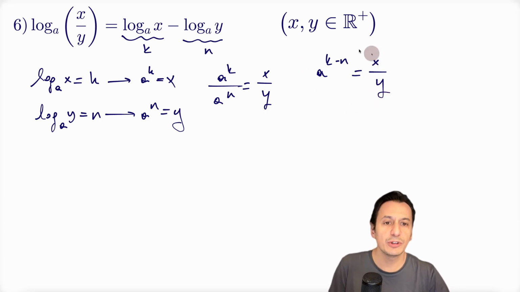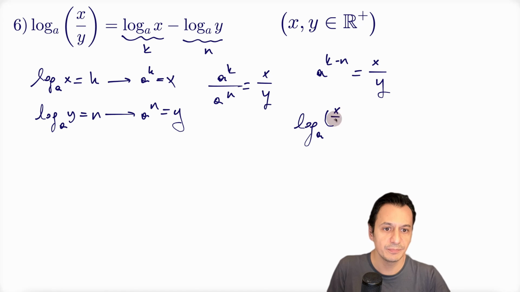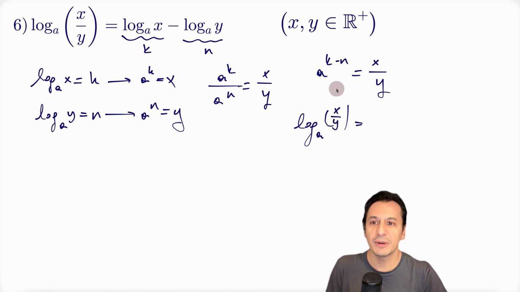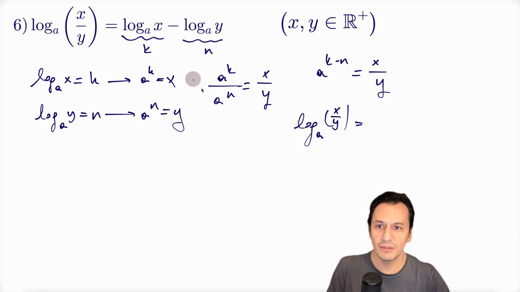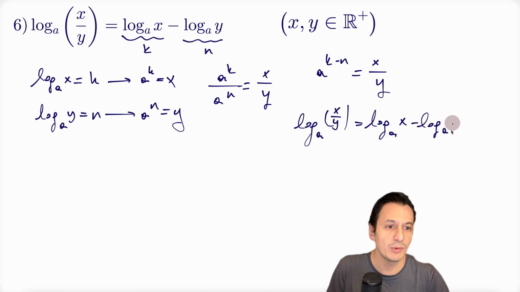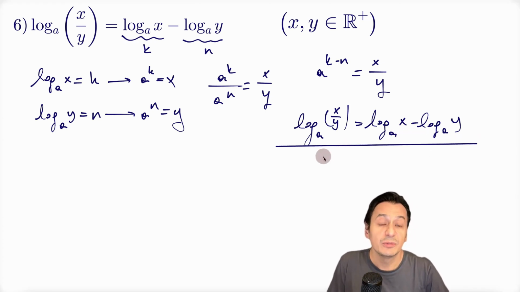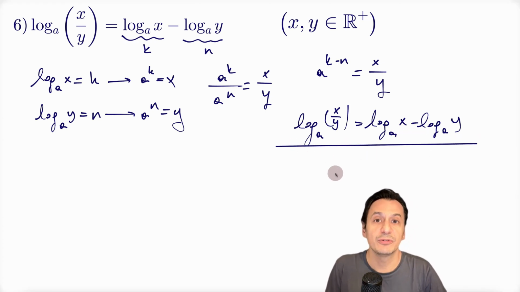Now I will write the expression I see here using the definition of logarithm. Logarithm base a of x divided by y is equal to k minus n. Now what was k minus n? The expression here. Look, what is k minus n? Let's write it here instead. Logarithm base a of x minus logarithm base a of y. Here is our sixth rule. As you can see, it's a rule we easily derive thanks to the definition again.